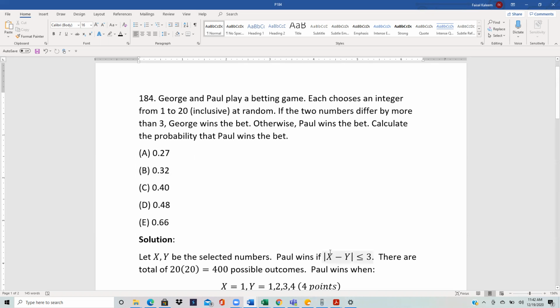So if the absolute value of the difference of x and y is less than or equal to 3, where we're calling x and y the numbers that the two persons select. Since each person has 20 options, the total options for the two would be 20 times 20 equals 400. This is very similar to rolling two dice, where we have 6 times 6 equals 36 possible outcomes. Here it's 20 times 20 equals 400. So now we're looking for the xy pairs where the difference is less than or equal to 3.